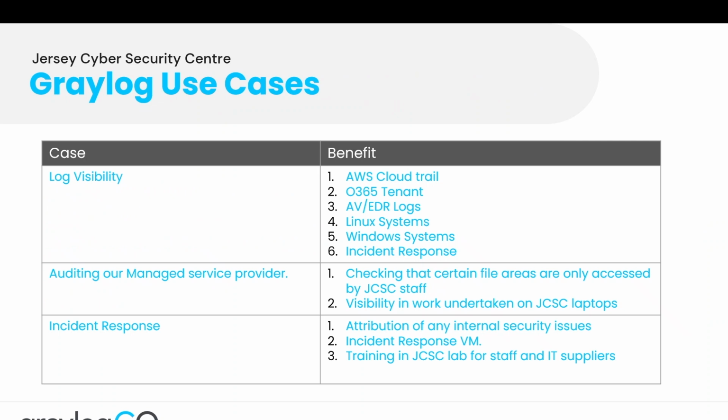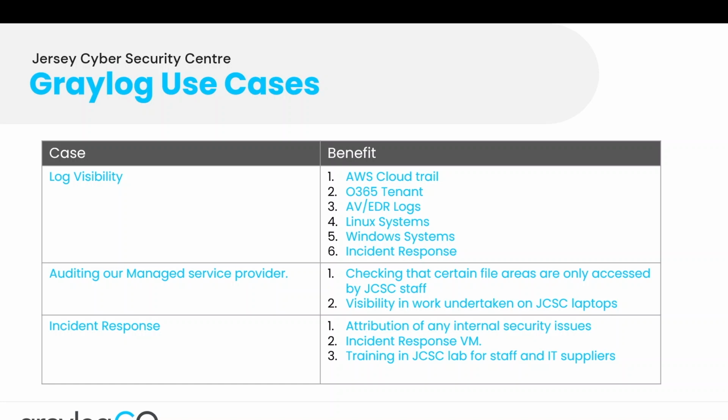And we get varying responses, but the idea is to try and prevent compromises or attacks before they happen. So what do we use Graylog for? One use case we use it for is log visibility. We have a number of cloud providers, we have some AV EDR logs, we have Linux systems to provide services, we have a few Windows systems, and we use it in incident response.